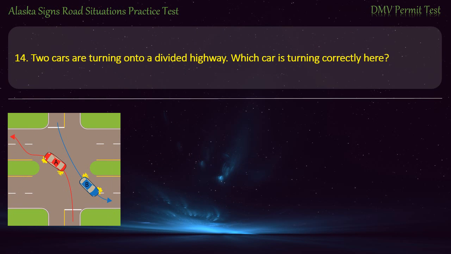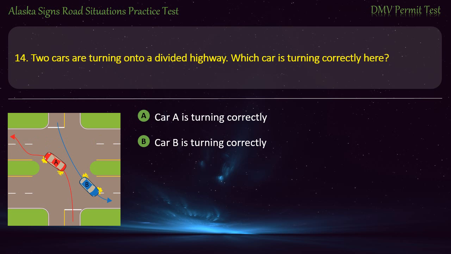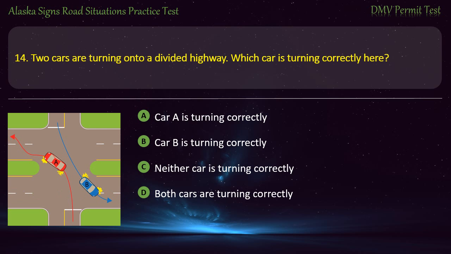Question 14. Two cars are turning onto a divided highway. Which car is turning correctly here? Car A is turning correctly. Car B is turning correctly. Neither car is turning correctly. Both cars are turning correctly. Answer. Car A is turning correctly.